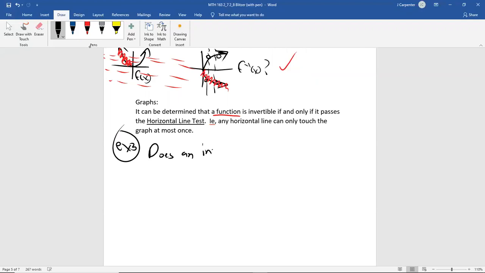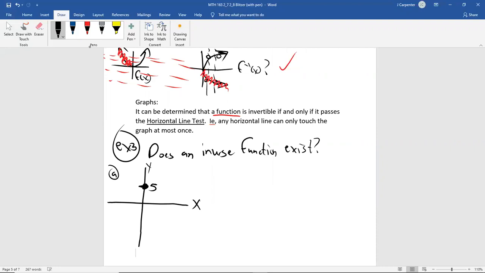Does an inverse function exist? A, I'm going to give you a line, and I'm just going to give you 1 point on it for an arbitrary reason. Here's a point for the line. I'm not going to tell you its slope. I'm just giving you 1 point on the line. And there's our function.